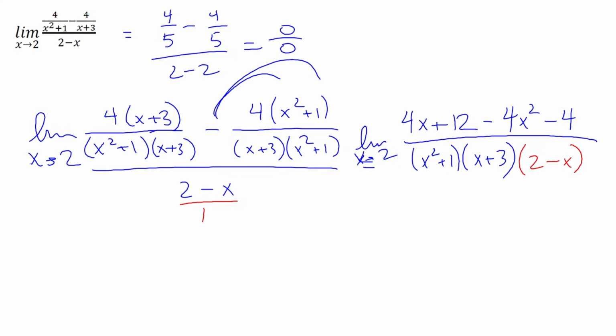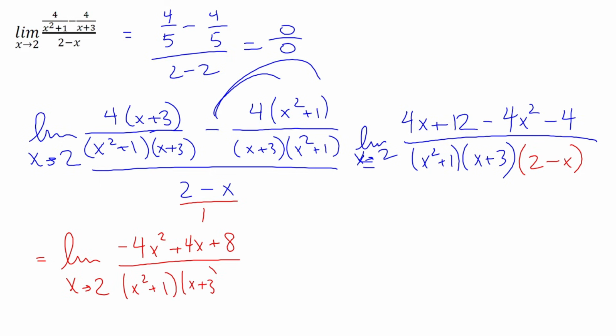So now we no longer have a complex fraction here, and we can combine our terms together in the numerator, right? So that's going to give us a limit as x approaches 2 of, and we've got here a negative 4x squared, and then we've got a plus 4x and a plus 8, and it's all over x squared plus 1, x plus 3, and 2 minus x.